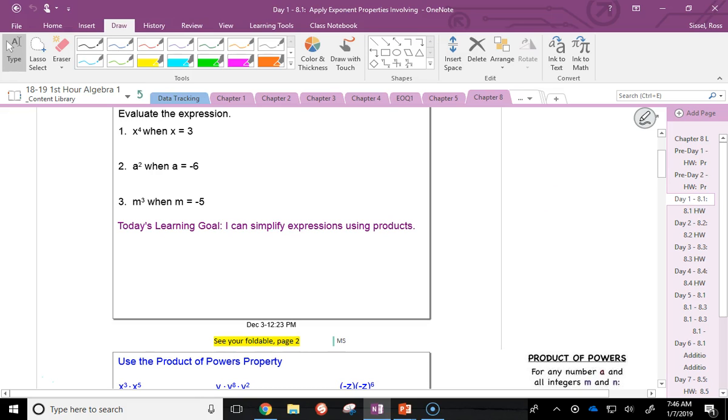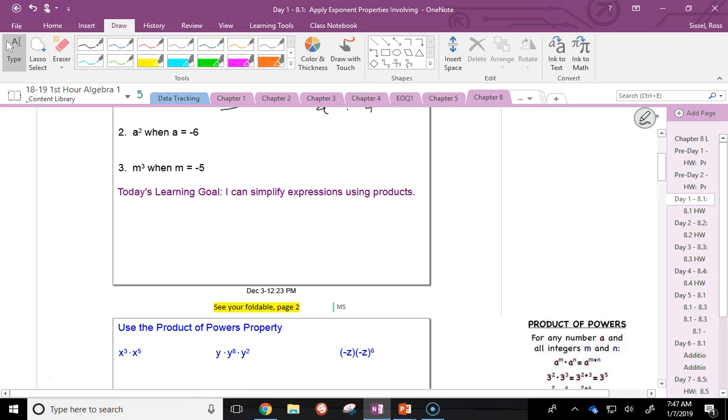Evaluate x to the fourth when x is 3. So I'd have 3 to the fourth power. What does that equal? 81. It's 3 times 3 times 3 times 3, which is 81. Remember, you could do this and say 9 and 9, or you could have done 3 times 3 is 9, times 3 is 27, times 3 is 81.